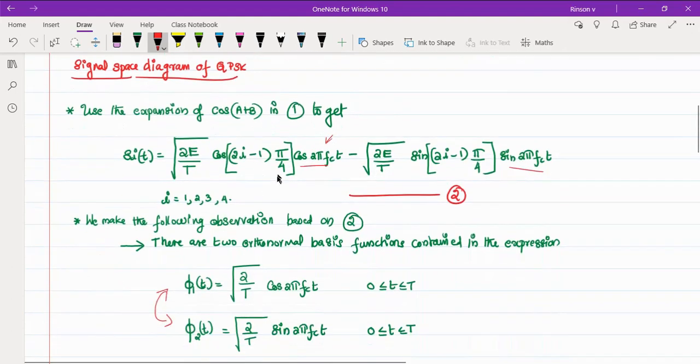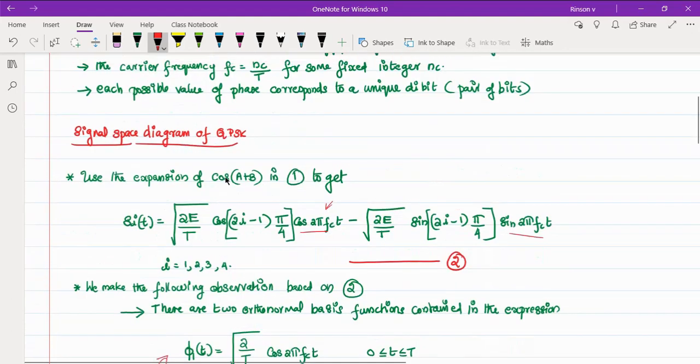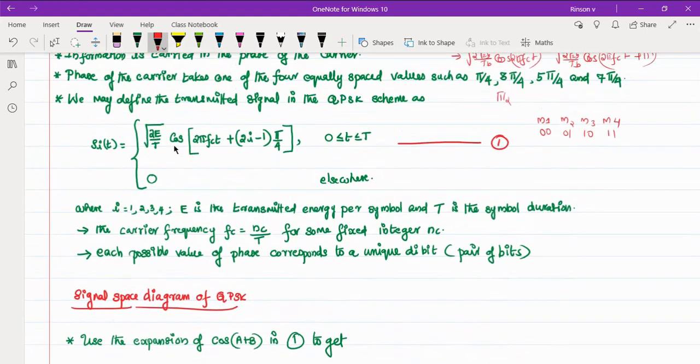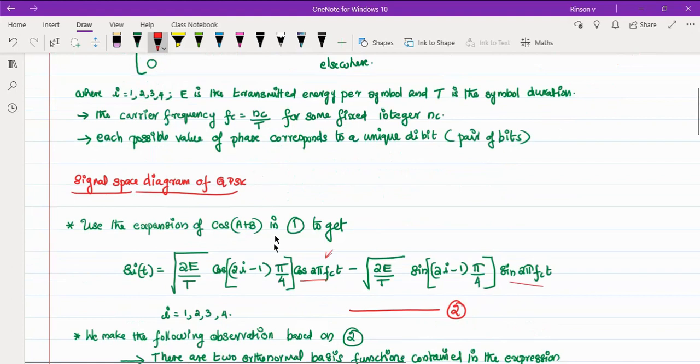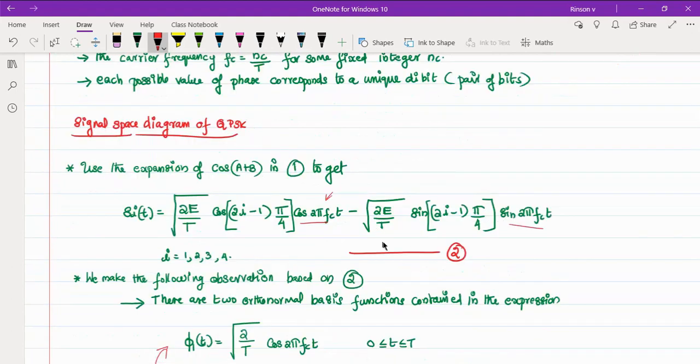Now to see the signal space diagram of QPSK, do one thing. That is, this is root 2 E by T cos 2 pi fct plus (2i minus 1) pi by 4. We can use the trigonometric identity cos (A plus B) is equal to cos A cos B minus sin A sin B. Just use that identity here and you will get this.